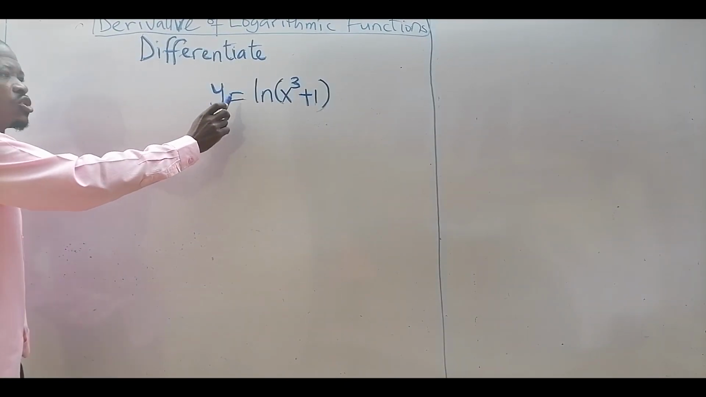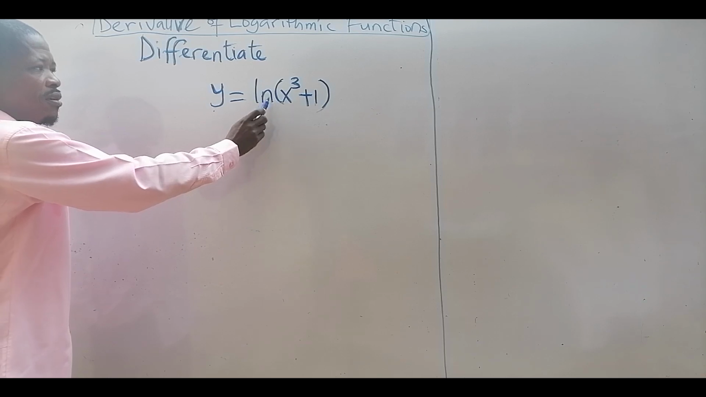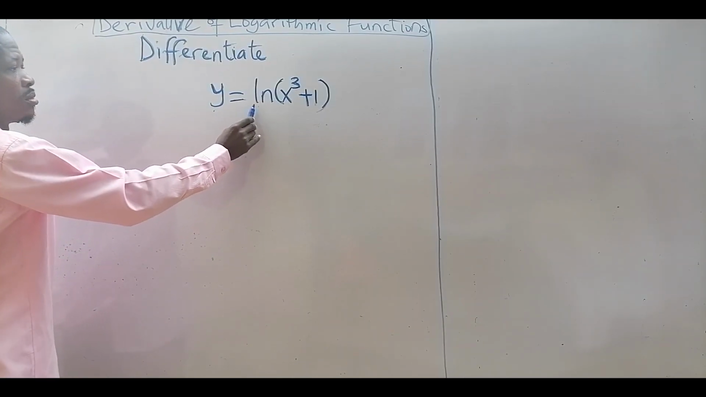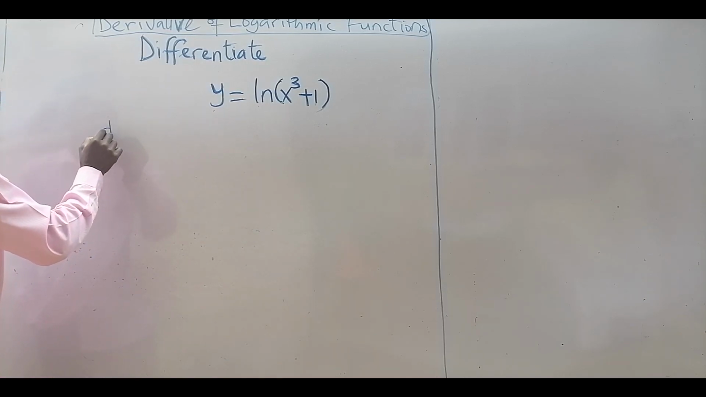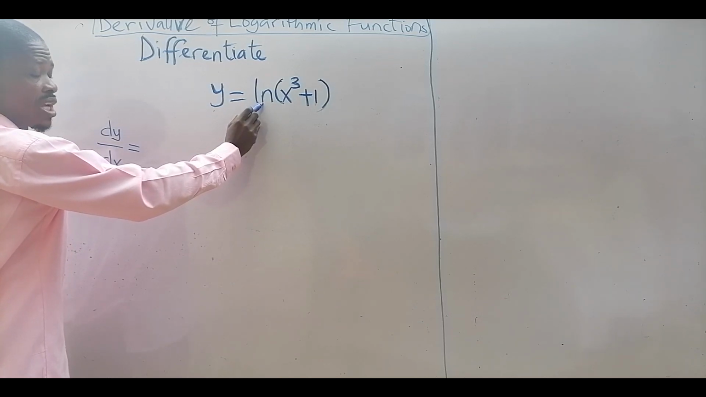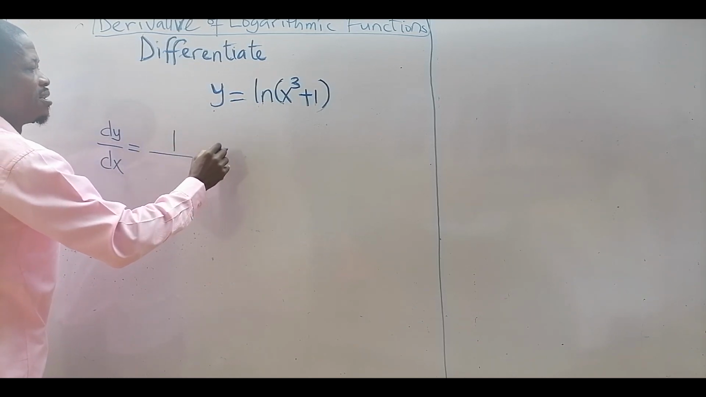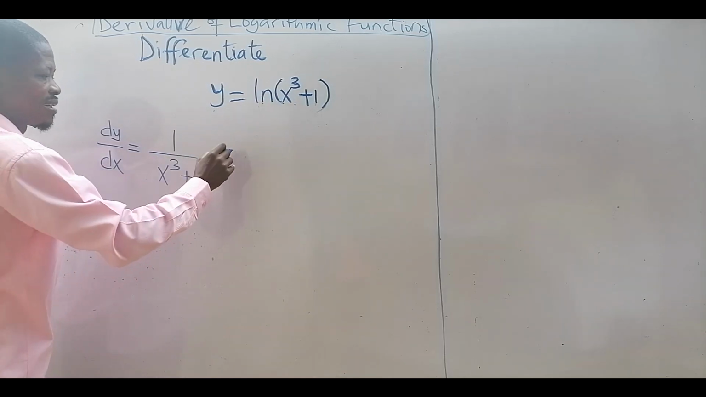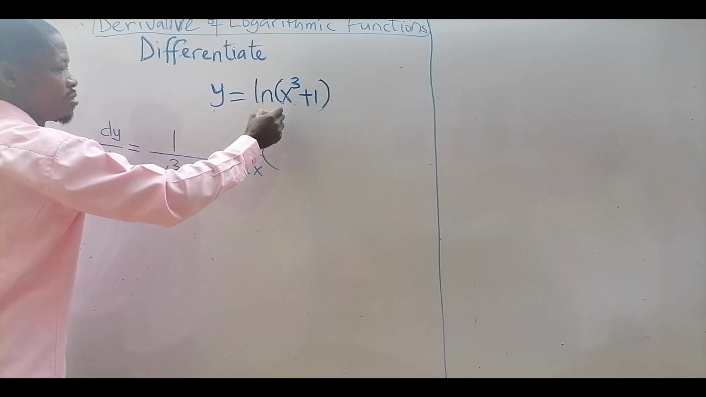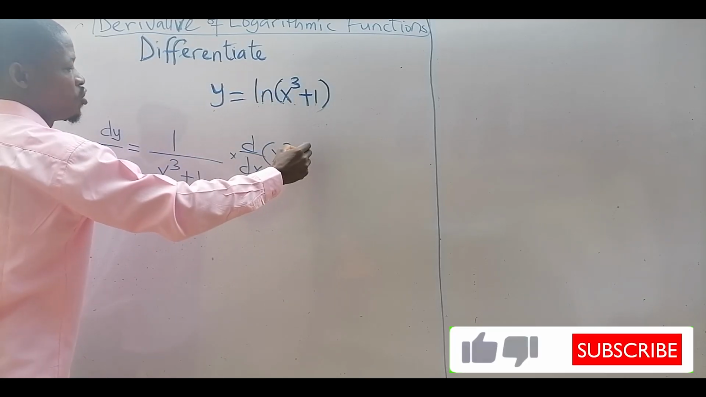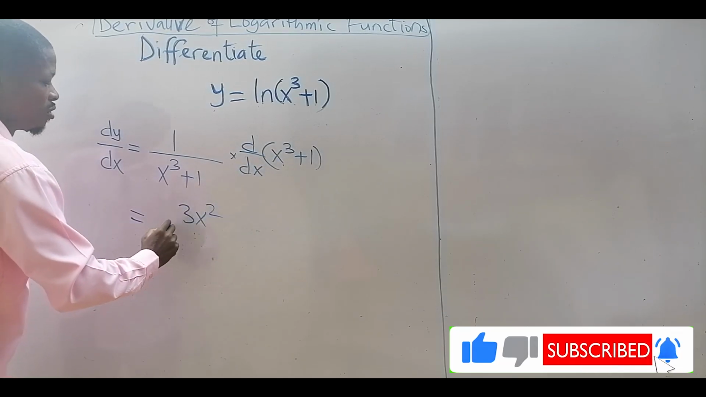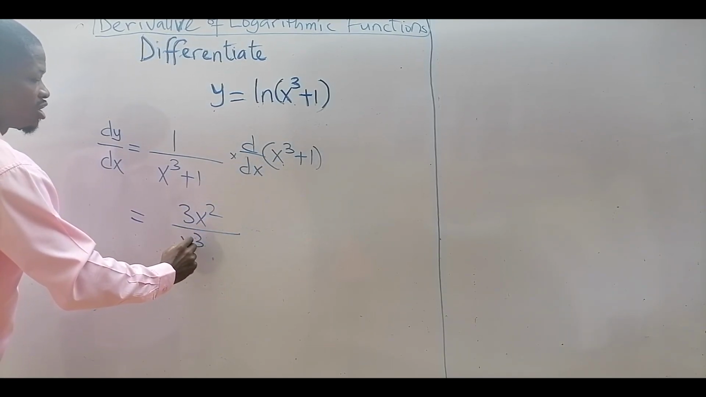Differentiate y equals natural logarithm of x cubed plus 1. This is a chain rule. The derivative dy/dx, when you are differentiating natural logarithm, is going to be 1 over the function times d/dx of the inner function, x cubed plus 1. And that will give you 3x squared all over x cubed plus 1.